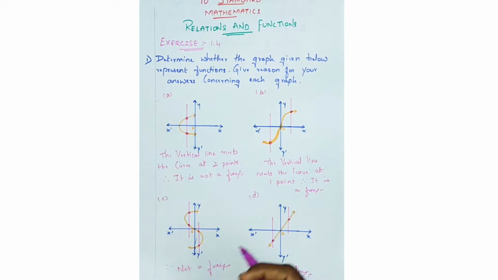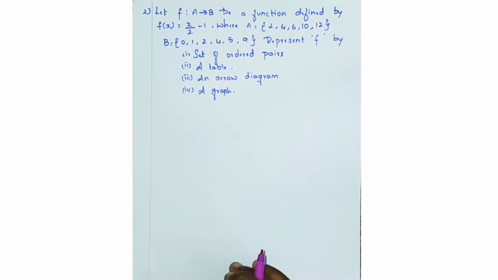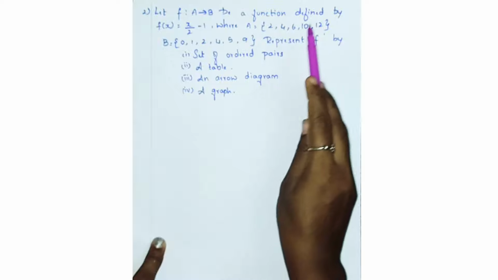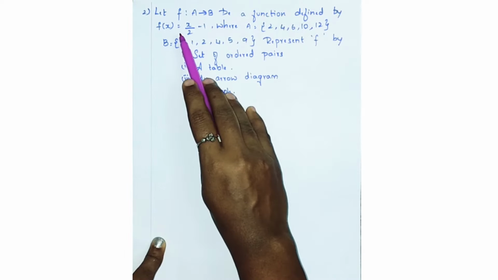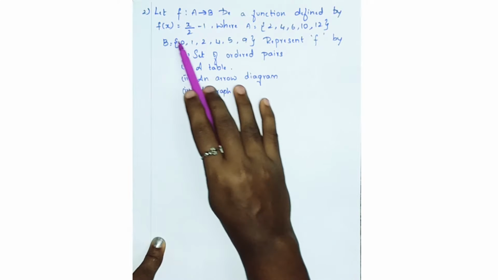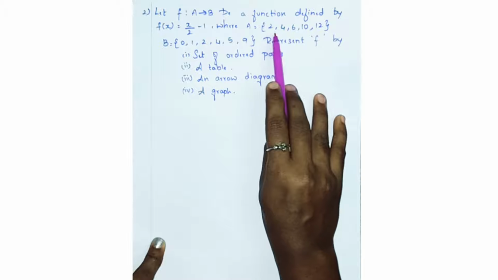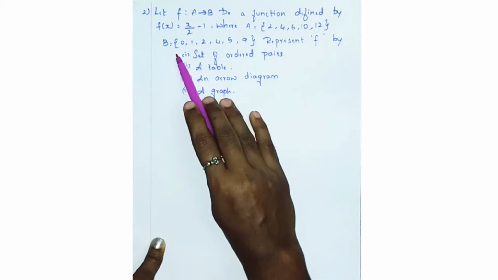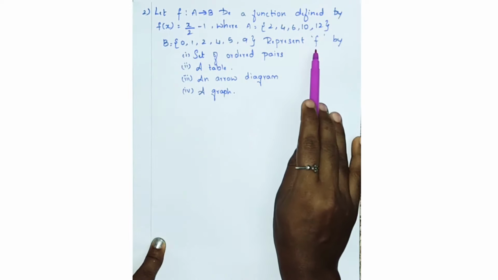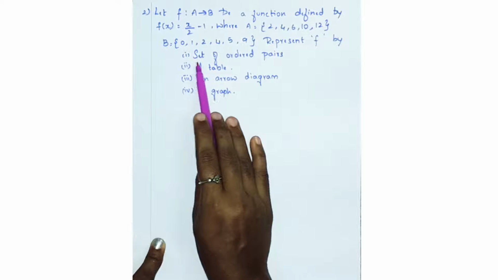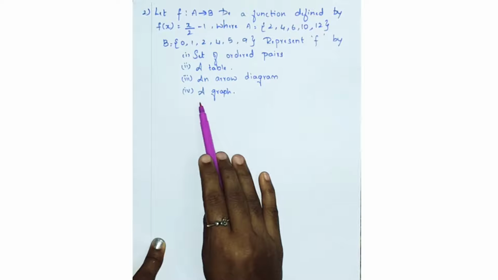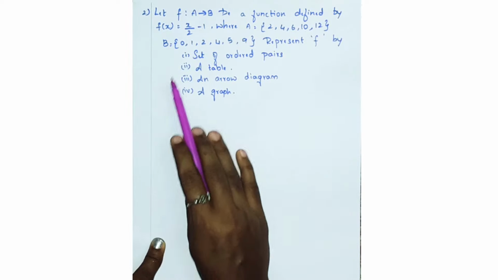so now we'll see the second question. Let f from A to B be a function defined by f(x) = x/2 - 1. Okay, so this is the function they have given. Here A is {2, 4, 6, 10, 12} and B is {0, 1, 2, 4, 5, 9}. Represent f, that is the function, by first a set of ordered pairs, next a table form, next an arrow diagram, next a graph. Okay, so you have to show.